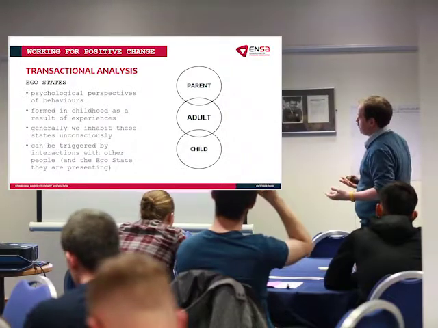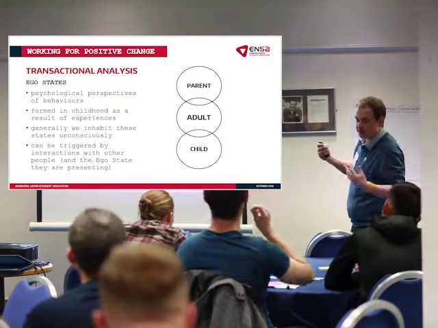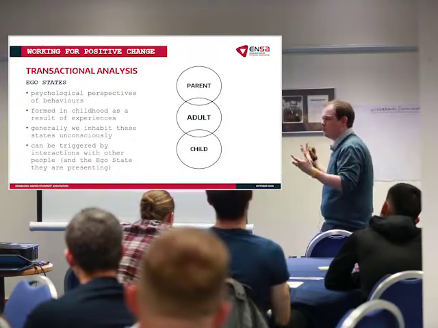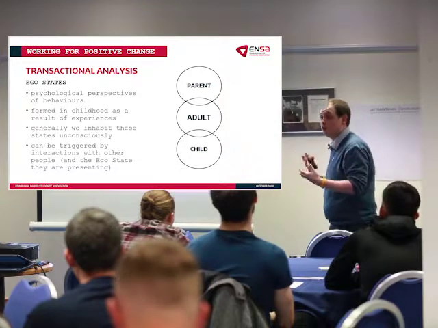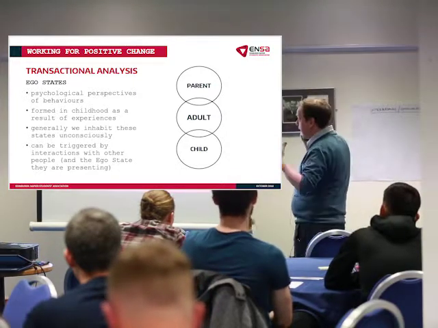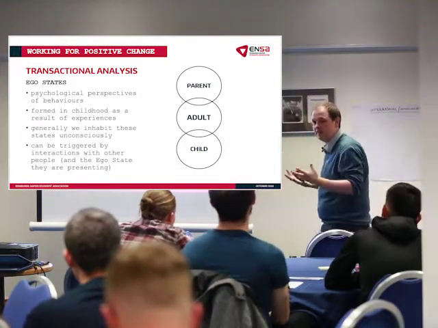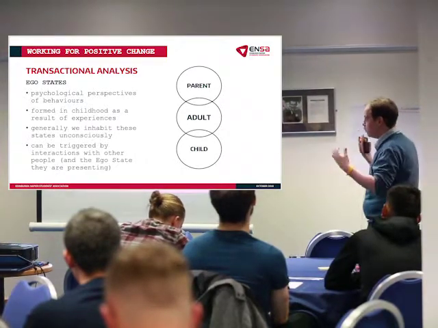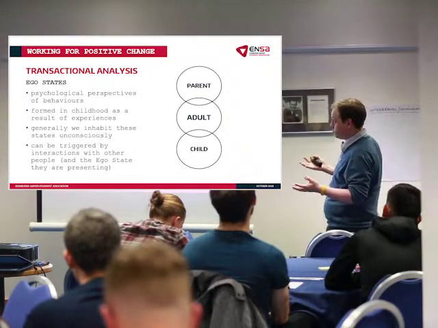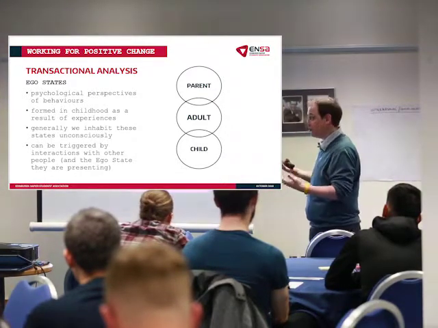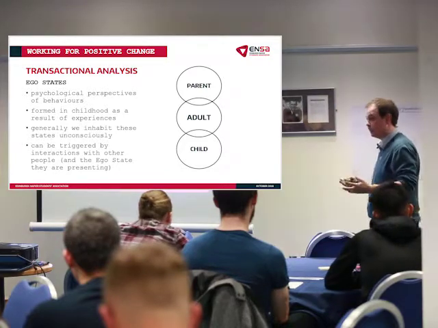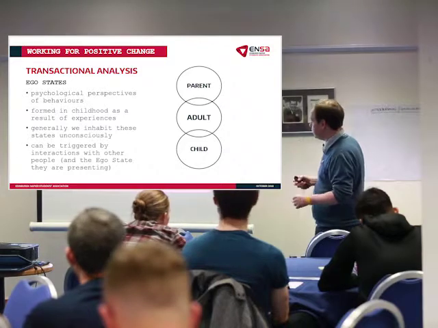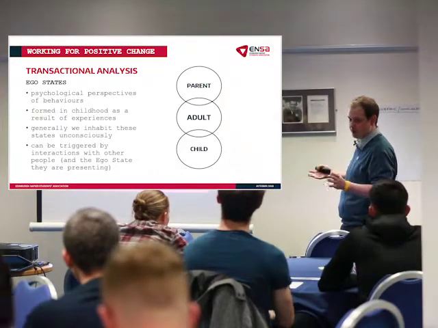What he says is there are sort of 3 ego states that people can be in. And these are really a kind of psychological perspective that they have that influences their behaviour. So if they're thinking in a particular way, they'll act in a particular way. He said that the way that you view ego states are formed in childhood, and they're the result of experiences that you've had as a child. And the way that you act and behave in different ego states is probably set fully by the time that you're 7.